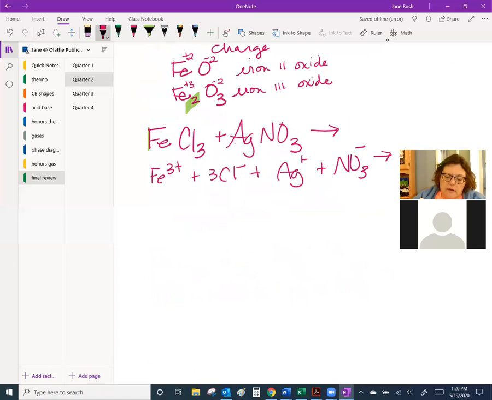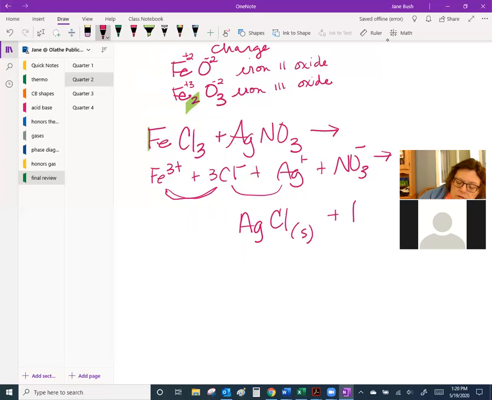So these guys are all swimming around in there. We already know that the water will overcome that attraction and pull them apart. But when silver bumps into the chlorine, it's stronger than the water attraction. So the silver chloride will precipitate out, and you'll still have iron 3 ions and nitrate ions in there.